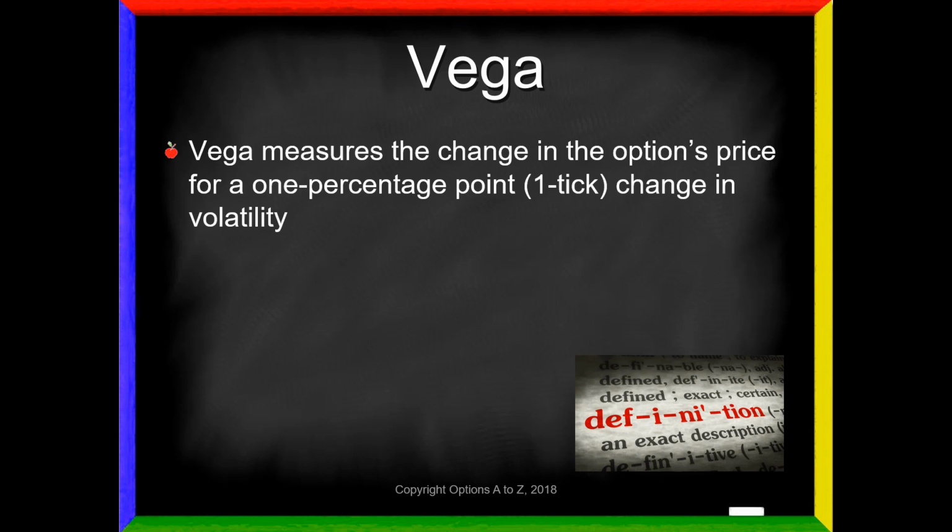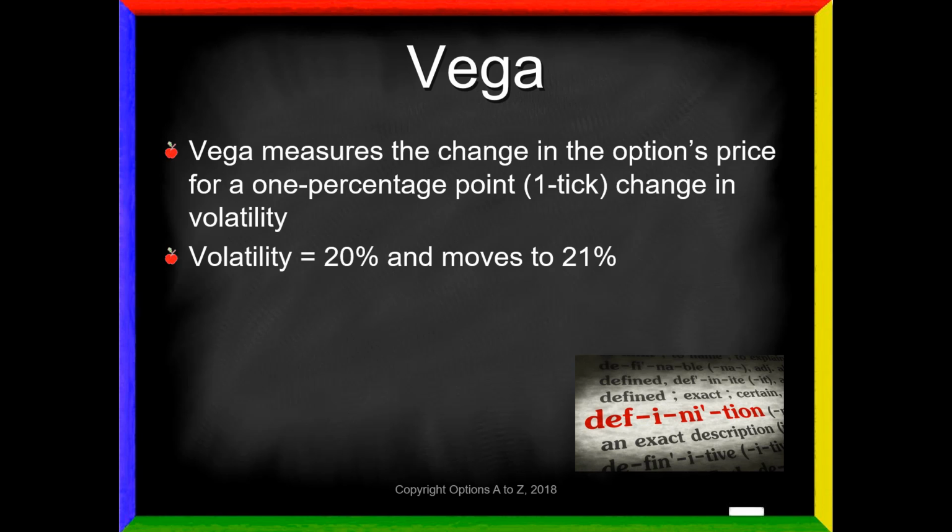Vega simply measures the change in the option's price for what's called a 1 percentage point, or sometimes we call it a 1 tick change in volatility. So what does that mean? Well, for example, let's say that volatility is currently 20% and it moves to 21%. That's a 1 percentage point change, or a 1 tick change. We are simply adding 1 to it. Of course, if volatility fell 1 tick, it would be going from 20 to 19 and so forth.